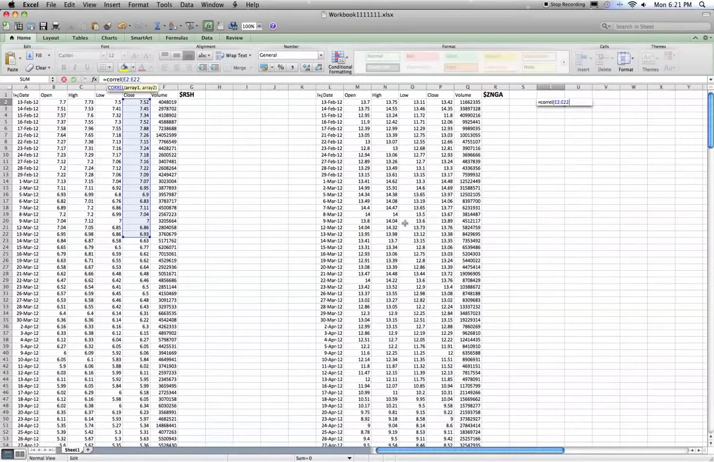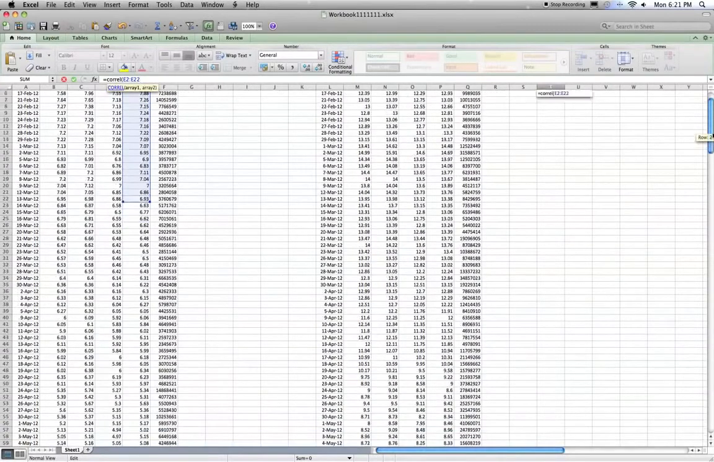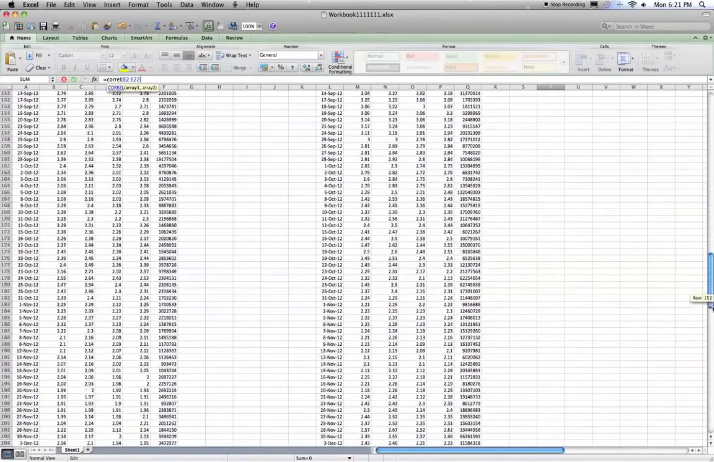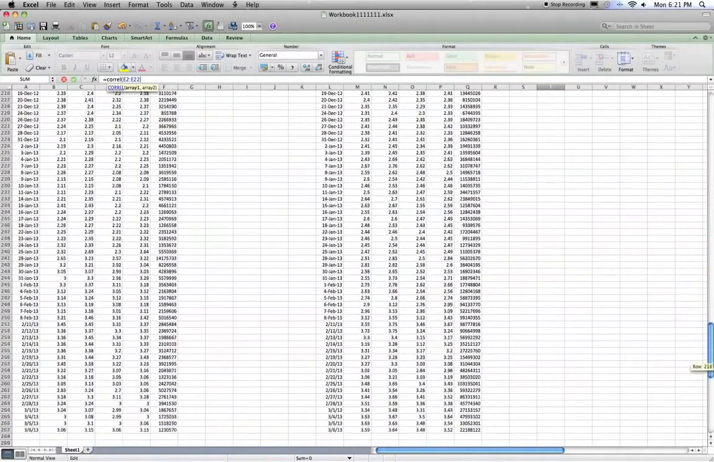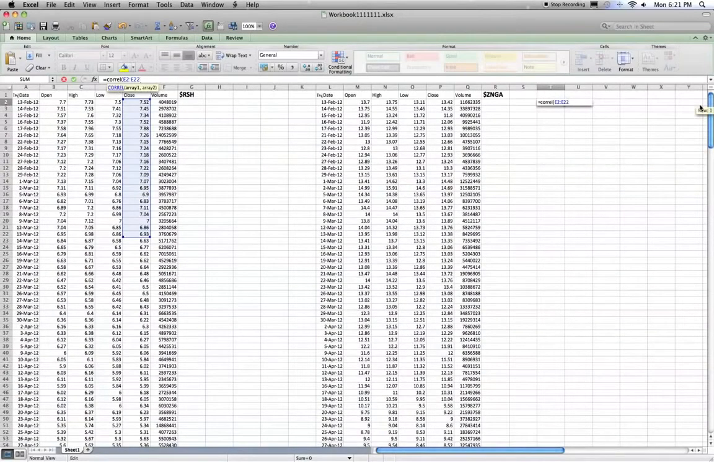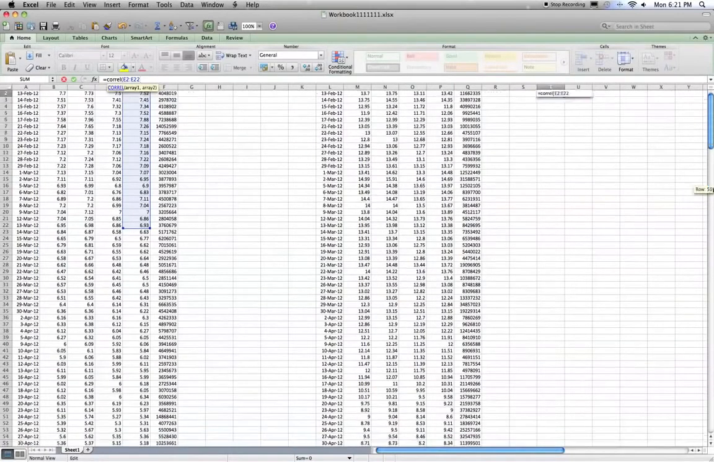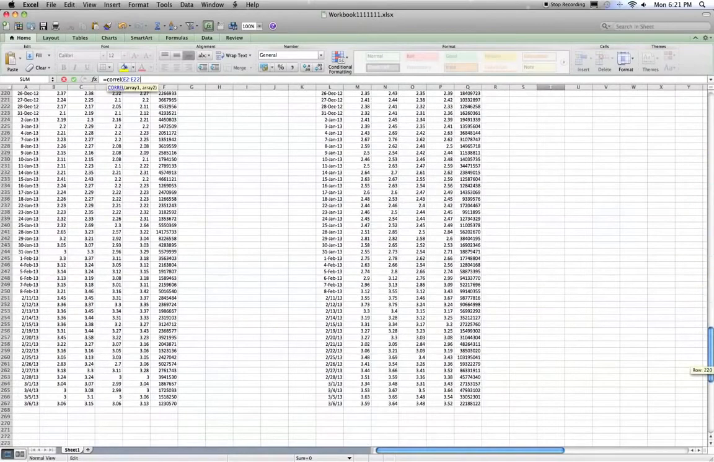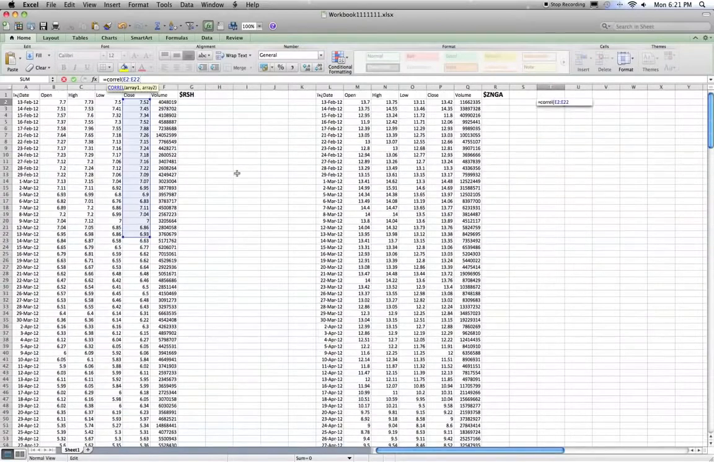I went back to February 13th of 2012, down to March of this year. And the last row is 267. But I'll go ahead and just click on to 500, just in case later on you want to add data.